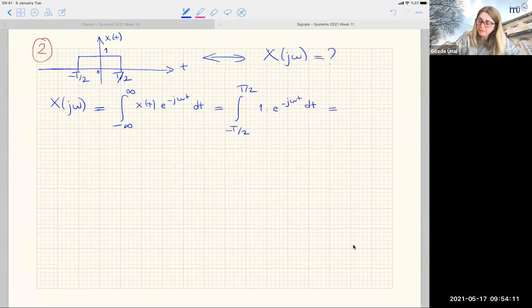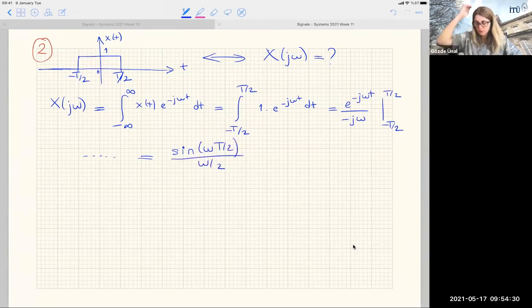Should we do the math? Okay, why not. e to the minus j omega t over minus j omega, bring in my integral limits. You can manipulate this to find a sine; it's a sinc function, sine of omega T over 2 over omega over 2. This is the Fourier transform of the rectangular pulse. So let's plot this, guys.